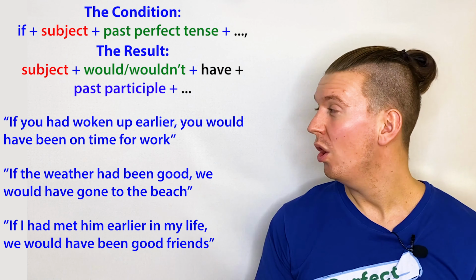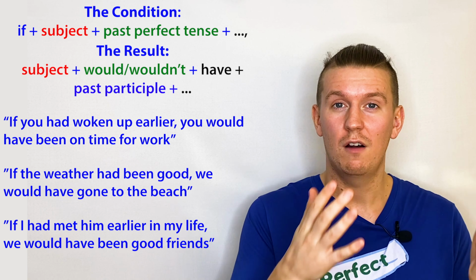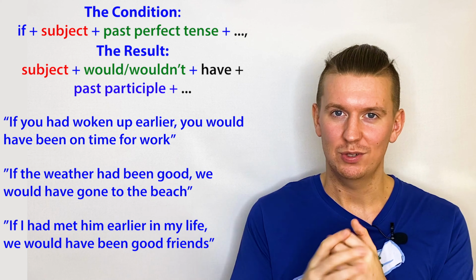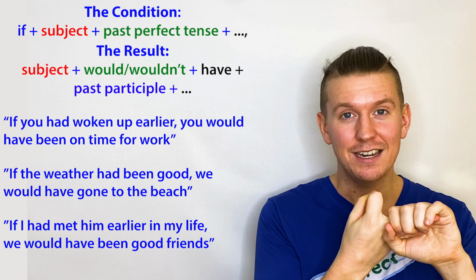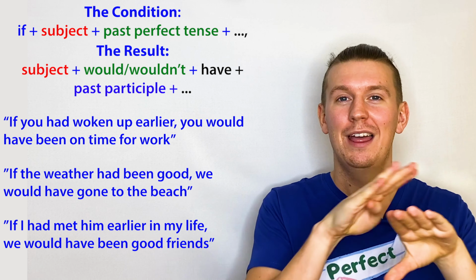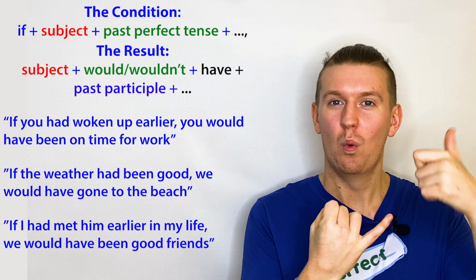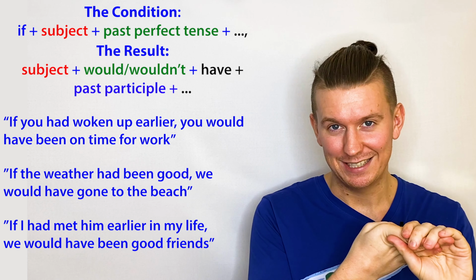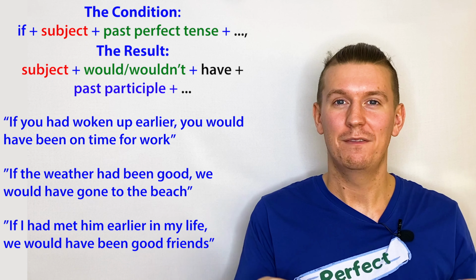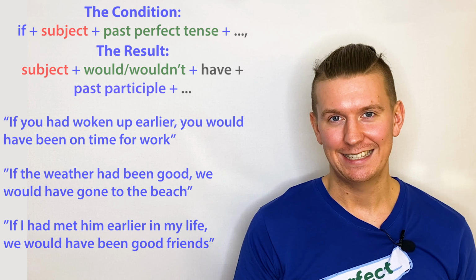So in all of these examples, you can see the full structure of the condition and the result. If, and then a subject, had, past participle, the rest of your statement, that's the condition. A subject, would or wouldn't, the word have, a past participle again, and the rest of your sentence. You can see all of that in these examples.